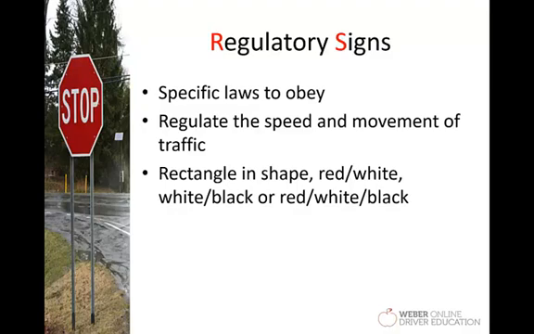Now, regulatory signs are used to regulate the speed and movement of traffic. They're typically rectangle in shape, red, white, white and black, or red and black, and different colors. But the main thing to help you remember here is R for regulatory, R for rectangular, and R for regulating speed and movement of traffic.